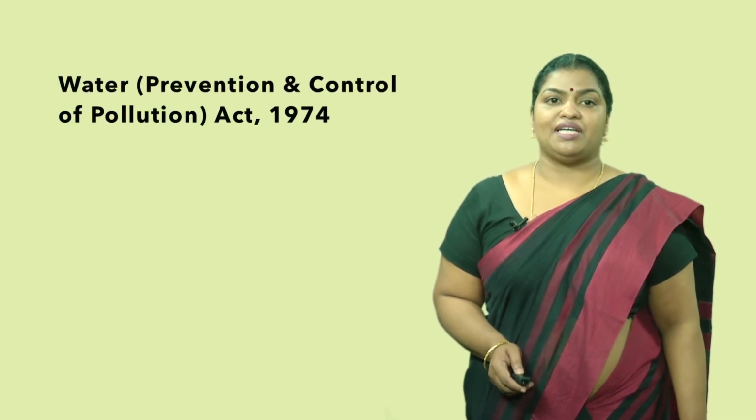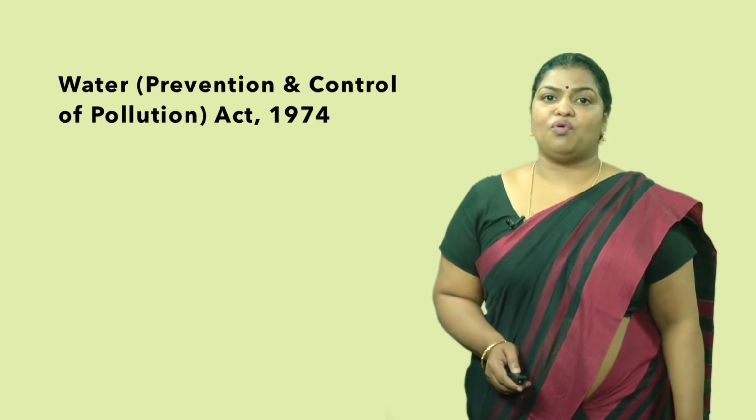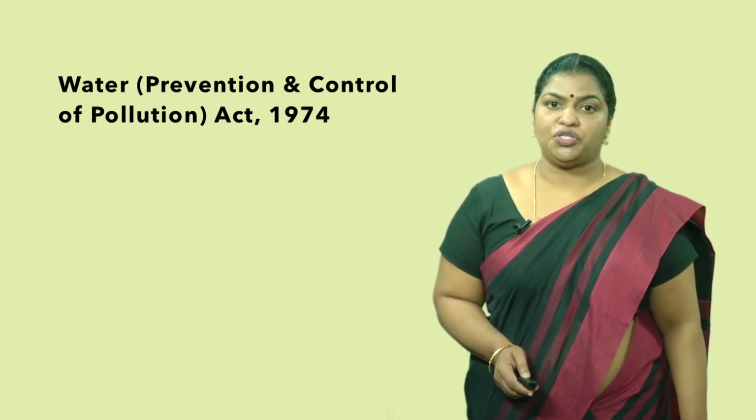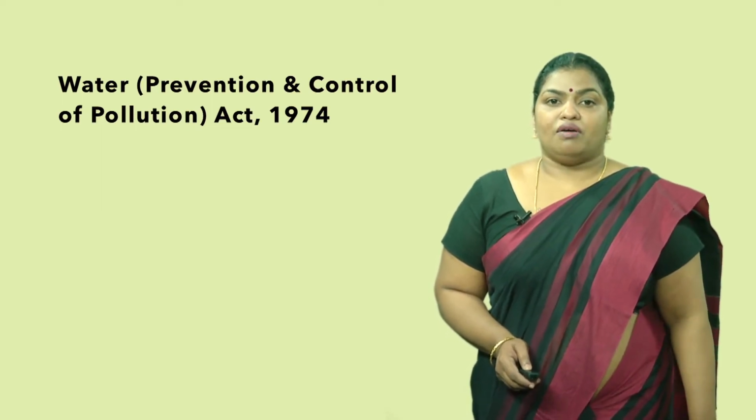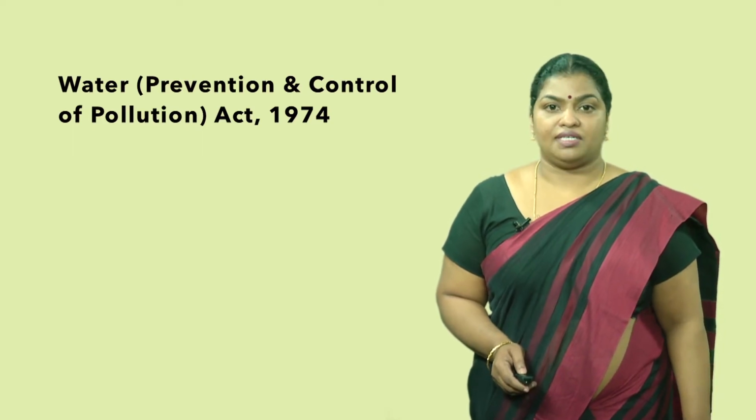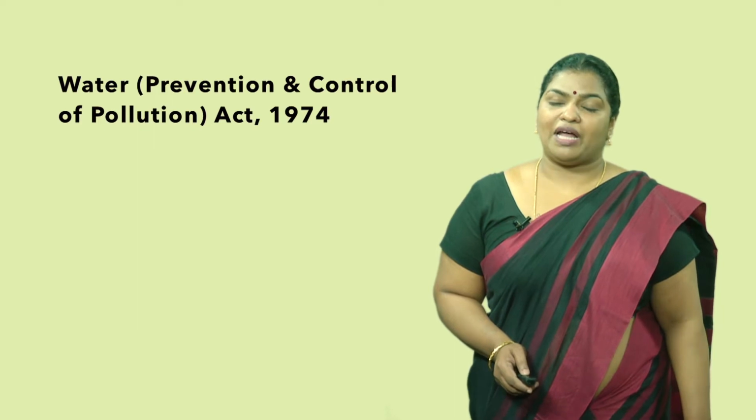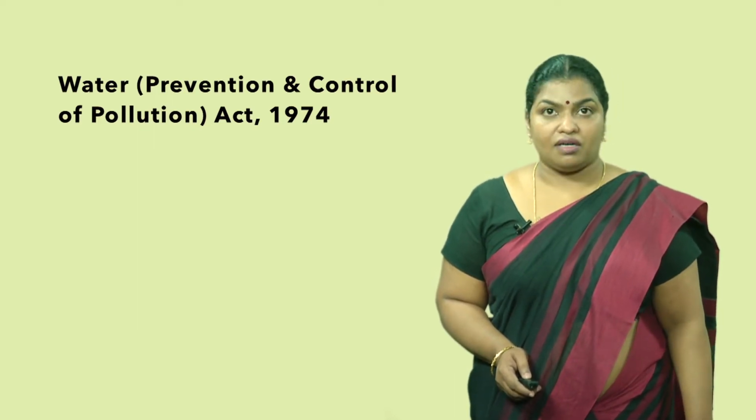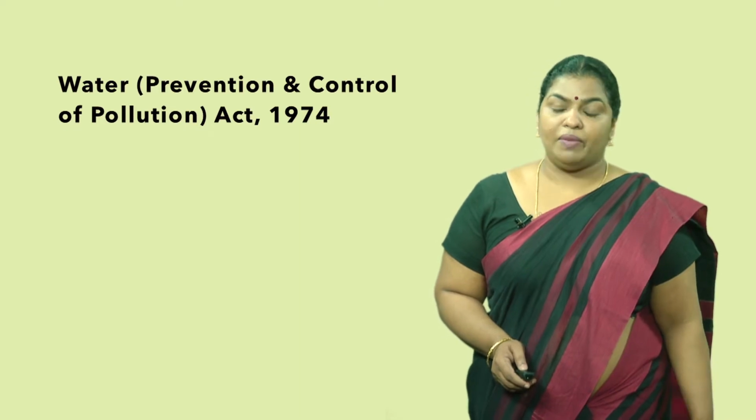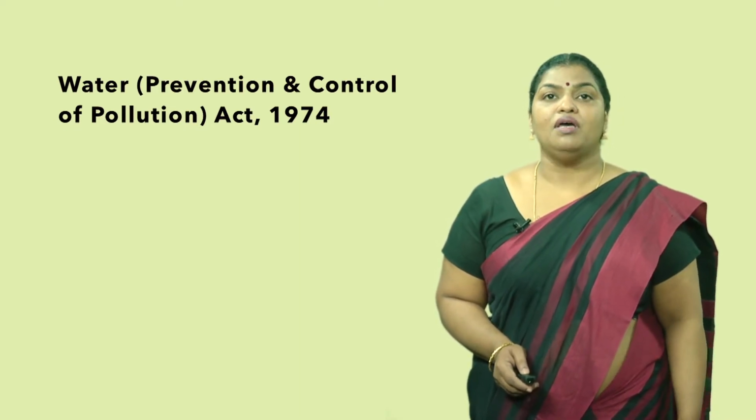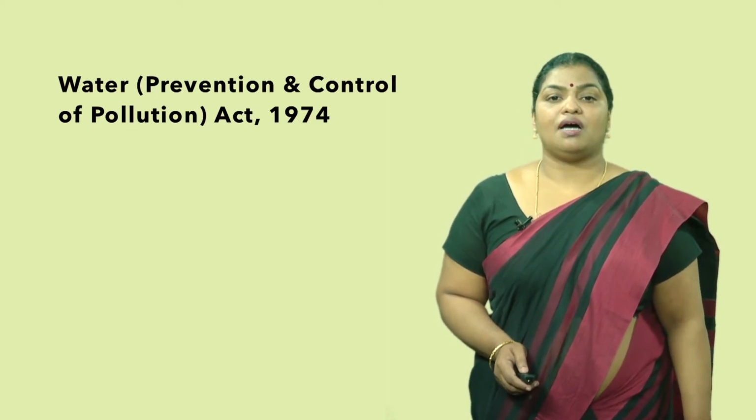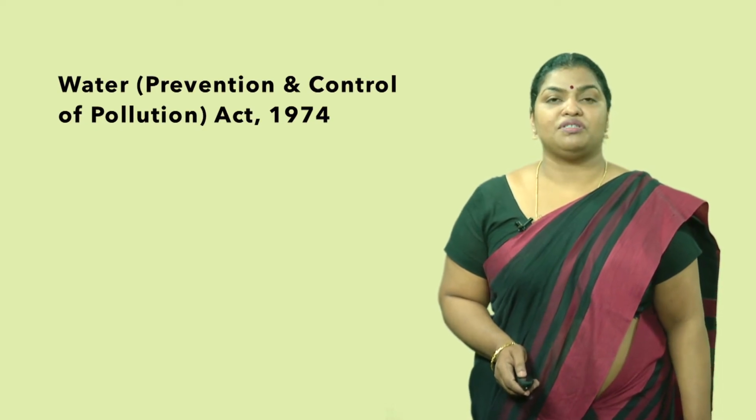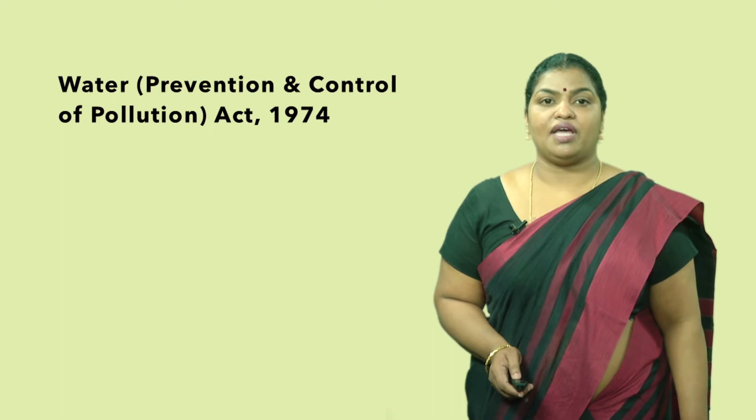The next Act we are discussing is the Water Prevention and Control of Pollution Act 1974. Enacted in 1974 to provide for the prevention and control of water pollution and for maintaining or restoring the wholesomeness of water in the country, the Act functions on the basis of the concept of consent under Section 25. The Act primarily says that a person cannot discharge any waste water, maybe trade effluent or sewage effluent, into open without prior consent of the Pollution Control Board. The penalties are provided under the Act for violation of its provisions under Section 41, 42, 43 and 44.